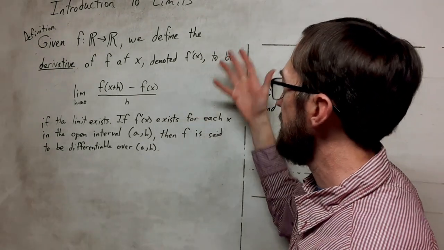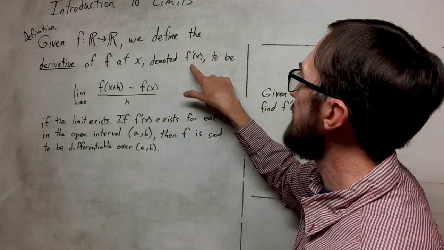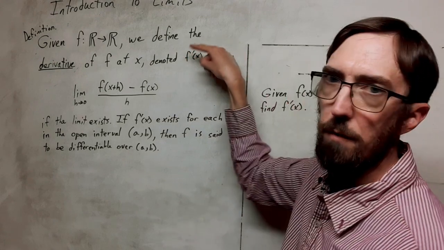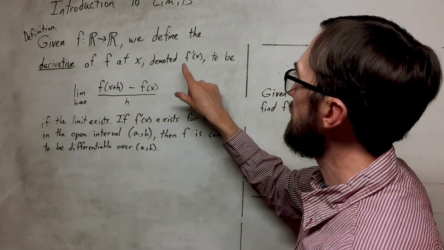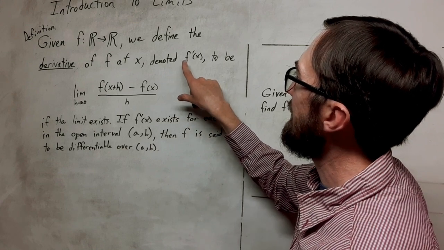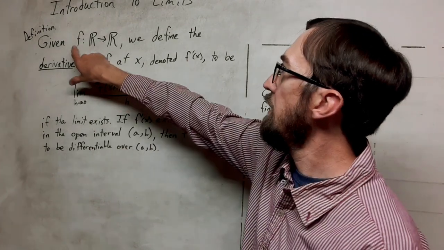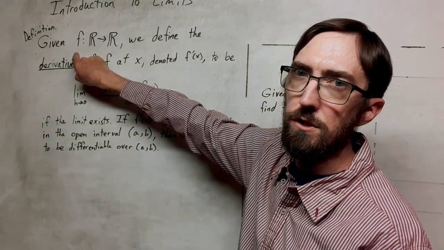So normally we have an f of x. We're calling this f prime of x. We're adding a little apostrophe to the f here. This shows that this was derived from the function that we had originally named.